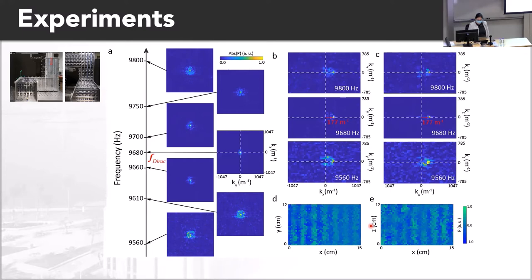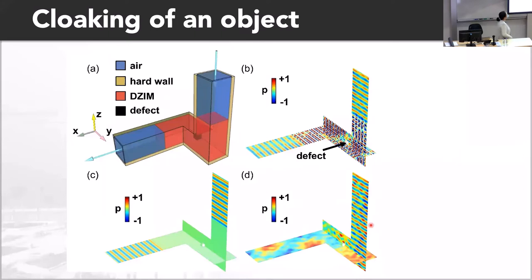And we also studied what happens if I put a defect into the double zero index material? Later I will go back to this point again. If I put a defect here, with the zero index material, we can still have this kind of transmission that preserves the original wavefront. But without the zero index material, you will see the wavefront is completely distorted. I'll come back to this point later to compare this case with the electromagnetic case.